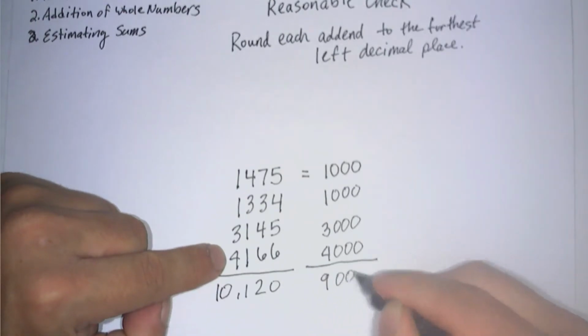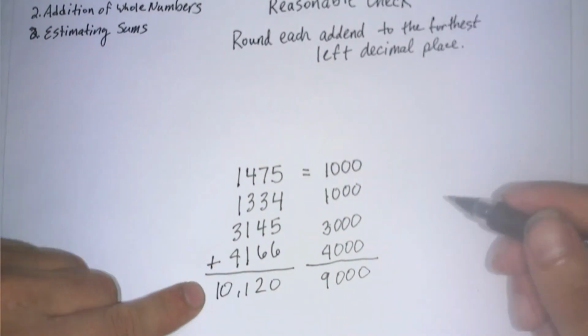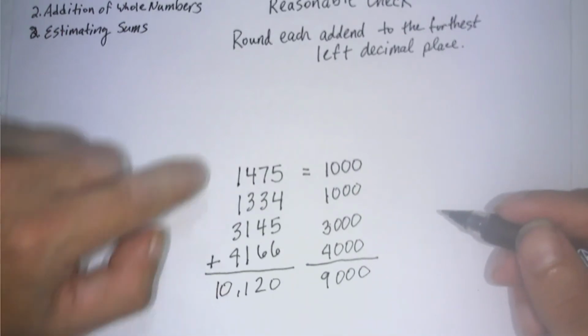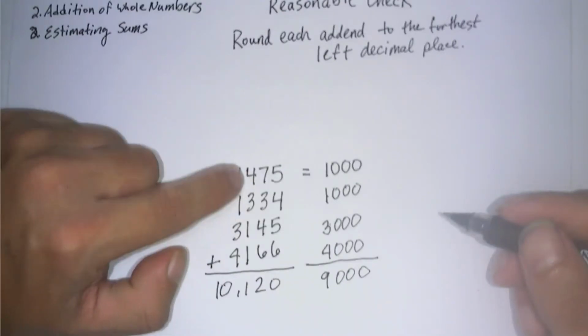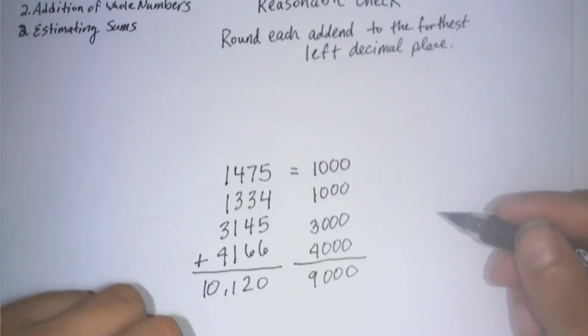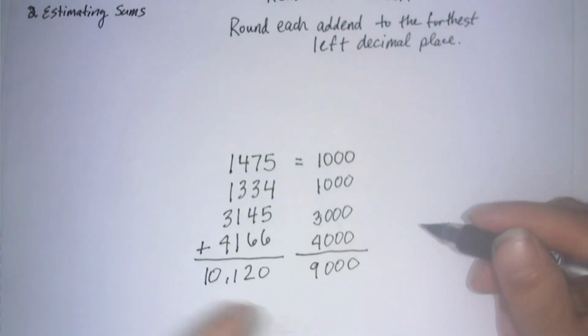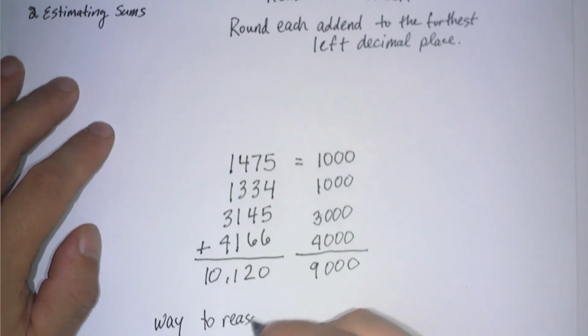This should be easy to add because it's 7, 8, 9, which is reasonably close to 10,000. And the reason why it's 1,000 off is because these numbers are so close to 1,500 that it's not the greatest estimate in the world. But if we got something like 15,000 or 12,000 here, we would know that this is not correct. So estimation is a way to reasonably check your answer.